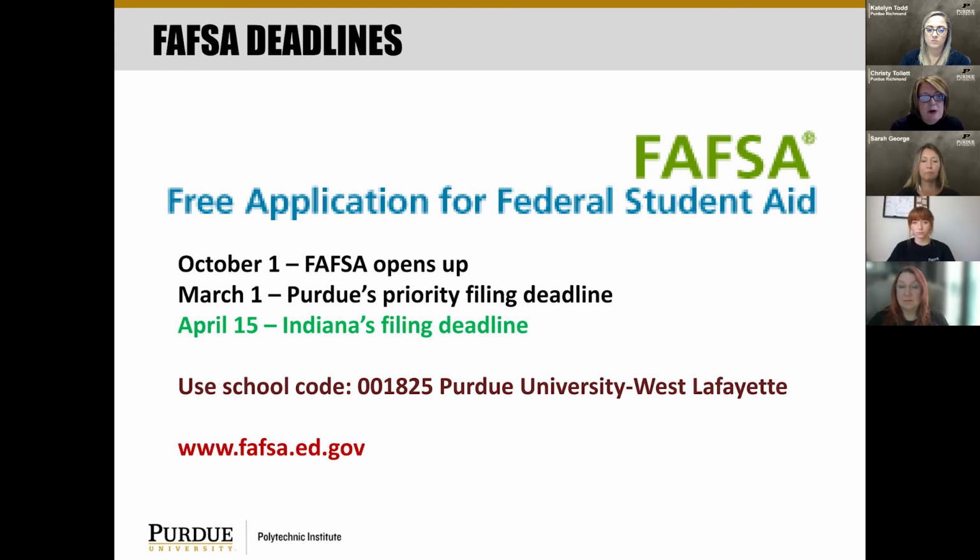And then Purdue's priority filing deadline is March 1st in the spring. But we also honor the state deadline for state aid programs, which is April 15th. So if you are a current senior watching this, you'll definitely want to meet the deadline between October and March. Each year, current college students will complete the FAFSA every year that they're continuing in college as well.